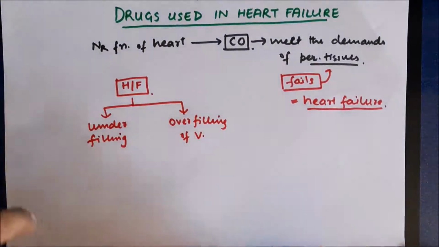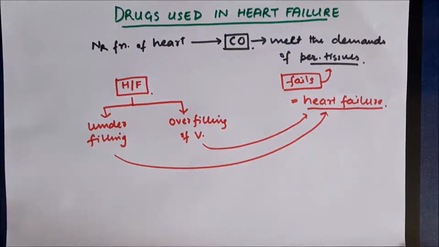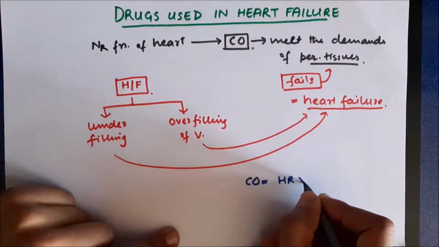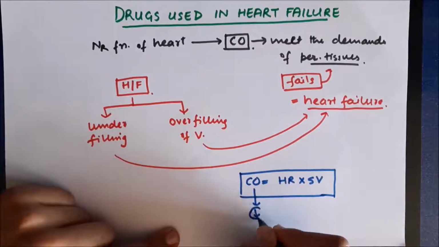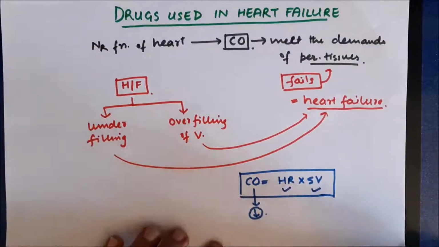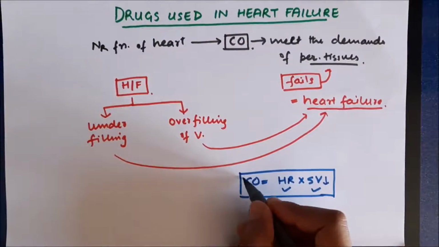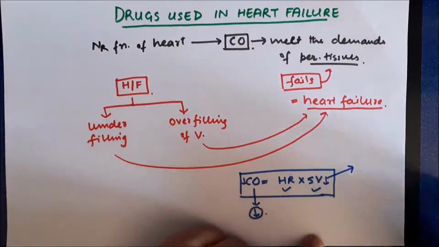Whenever there is overfilling of ventricles, that results in dilated chambers which do not pump effectively, so that again results in heart failure. Both these conditions result in heart failure. We all know a basic formula: cardiac output is equal to heart rate times stroke volume. If this cardiac output is decreased, that means the person has heart failure. So the factors which affect stroke volume will also affect cardiac output. If stroke volume decreases, cardiac output also decreases, and that results in heart failure.